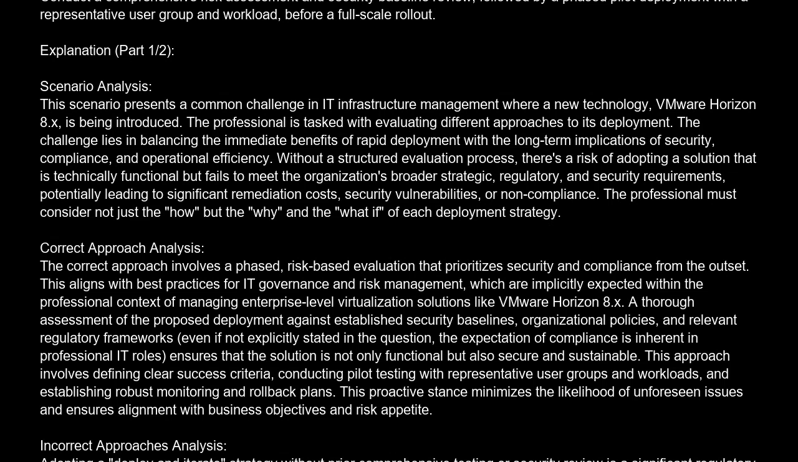The correct answer is A. Conduct a comprehensive risk assessment and security baseline review, followed by a phased pilot deployment with a representative user group and workload before a full-scale rollout.